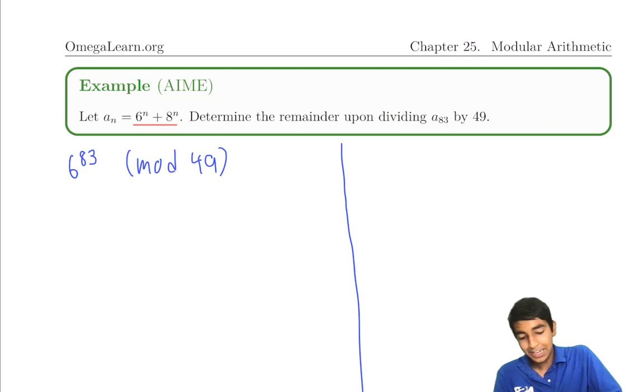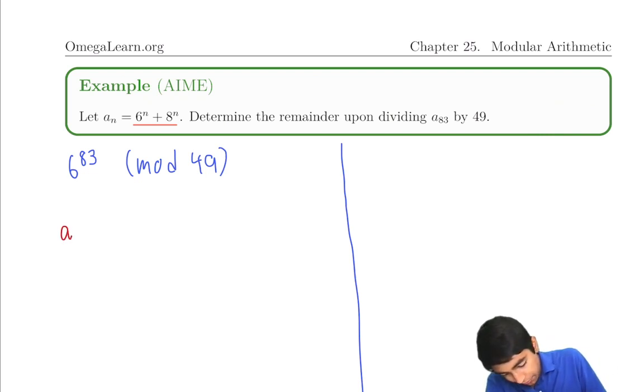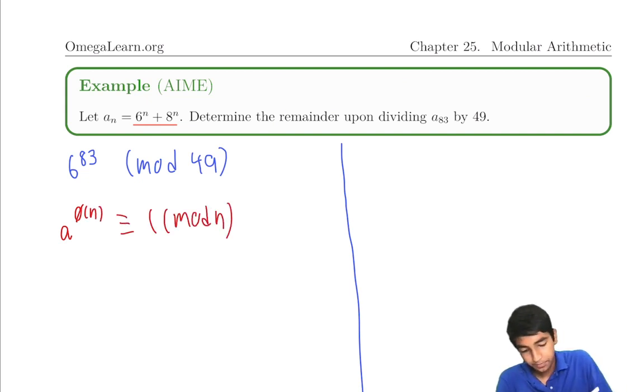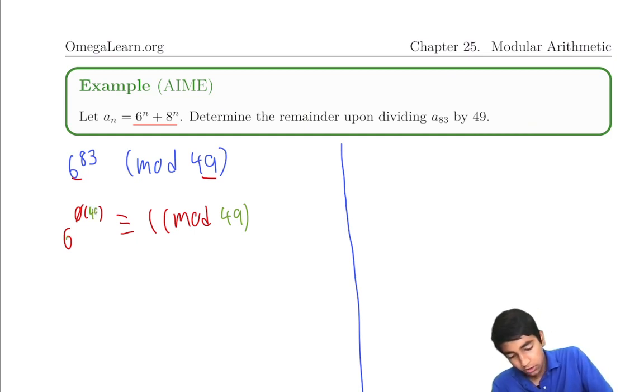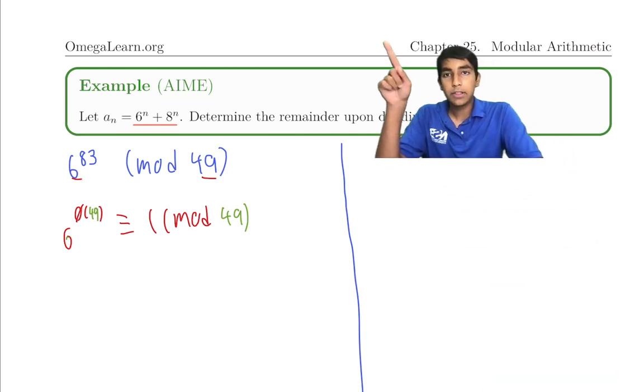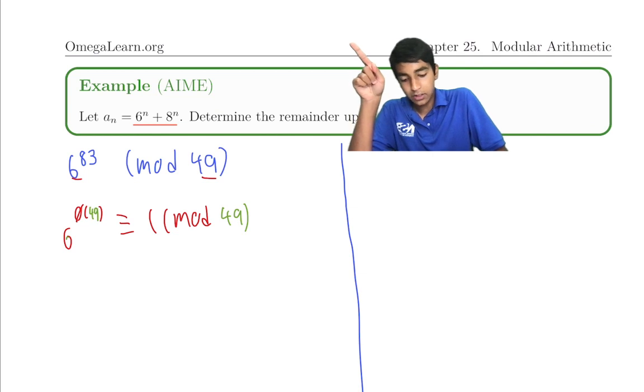Well, a key thing to note here is we can use Euler's totient theorem. What does Euler's totient theorem state? It states that a to the power of totient n is 1 mod n, as long as a and n don't share any common factors. So in this case, let's say a is 6, because we have a base of 6. And our n is 49, because that's the modulus we're looking at here. So first of all, what is totient of 49? We can evaluate that pretty easily. Basically, 49 is 7 squared.